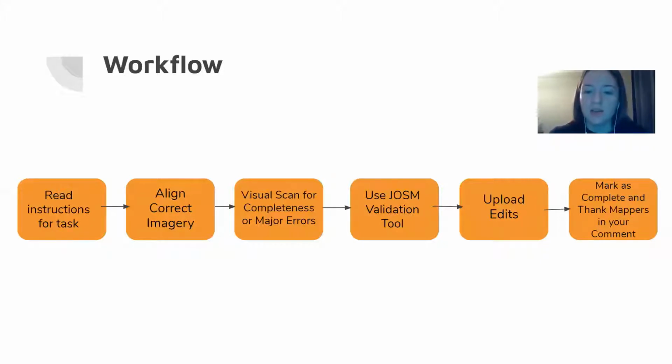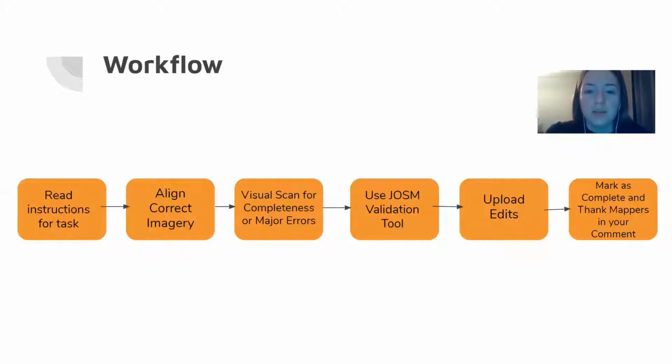Then once you've gone through that a few times and double checked everything, you'll upload your edits and mark the task as complete. And then one of the most important parts of validation is adding a comment at the end where you mention all the users who worked on it, you thank them, and you can also give them a tip like make sure that you square all of the buildings, or make sure that you don't overlap buildings, make sure that you also map roads, anything that will help them when they're mapping in the future.